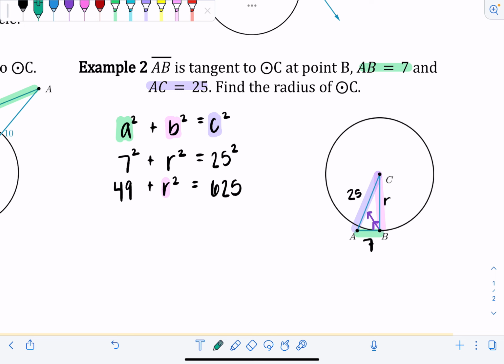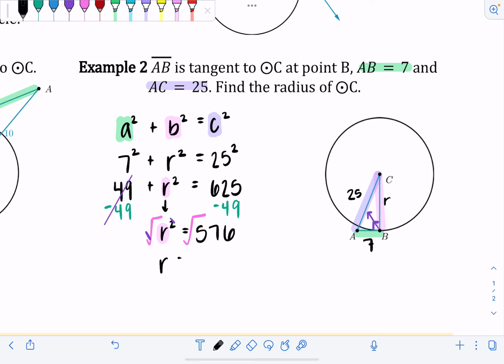So in order to solve for R, I'd have to cancel out that 49. It's a positive 49, so I'm going to subtract it from both sides. 49 minus 49 cancels out. I'm going to bring down the R squared. And then 625 minus 49 is 576. And then now I don't just want R squared, I want regular R. So if I want to get R completely by itself, I have to cancel out the exponent, the 2, the square. So I would have to square root both sides. When I square root R squared, it would cancel out the exponent and it would leave me with just R. And then the square root of 576 is 24. Technically it would be positive and negative 24, but we're talking about a length here, a radius, so we wouldn't ever have a negative length or distance. So our radius is 24.